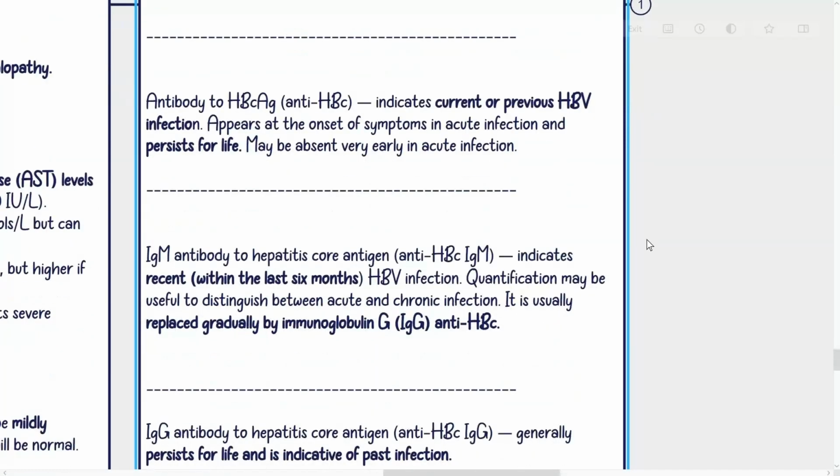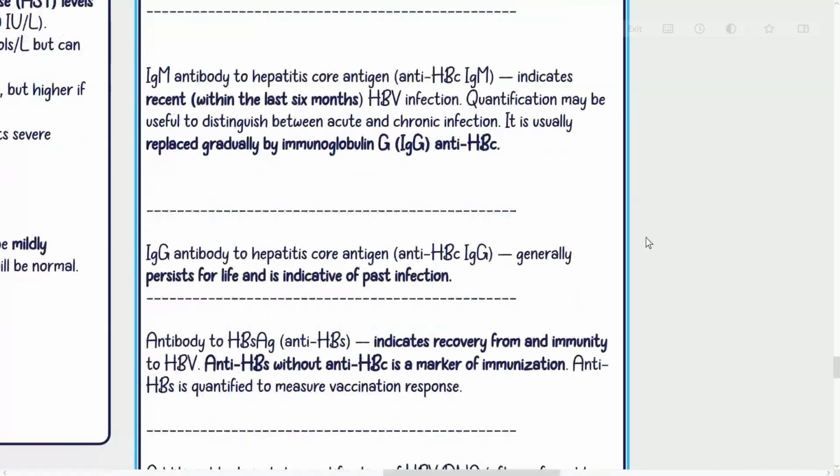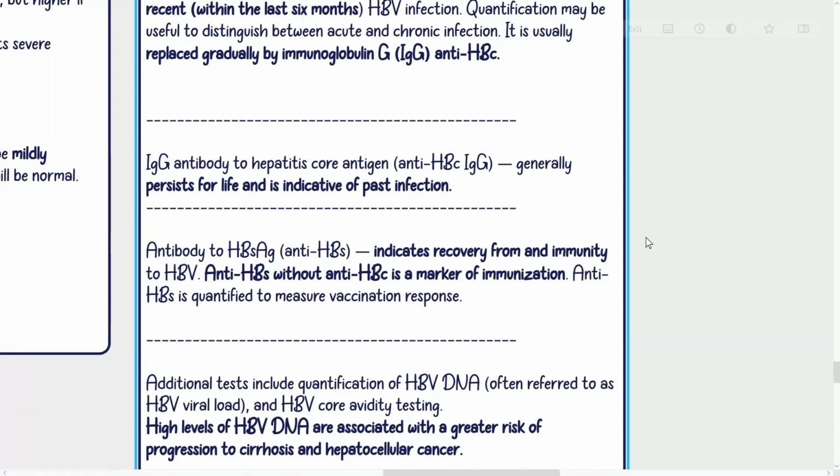IgM antibody to hepatitis core antigen, anti-HBc, indicates recent, within the last 6 months, HBV infection. Quantification may be useful to distinguish between acute and chronic infection. It is usually replaced gradually by immunoglobulin G, IgG anti-HBc. IgG antibody to hepatitis core antigen, anti-HBc, generally persists for life and is indicative of past infection.